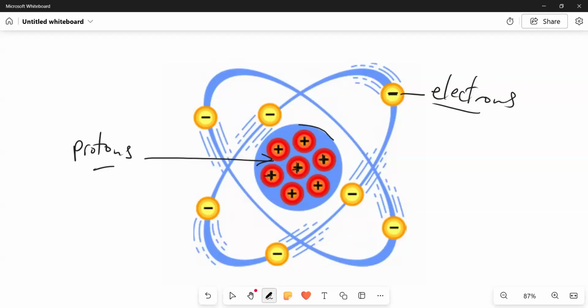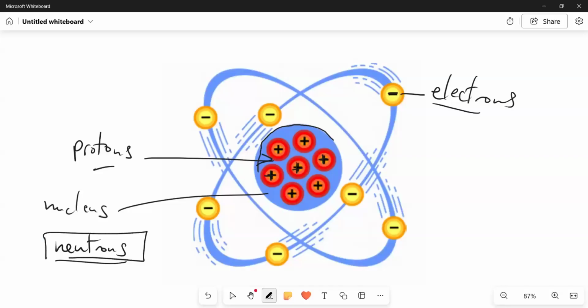This here is what we refer to as the nucleus. I have to go slowly. This is the nucleus of the atom, and in the nucleus there is another particle. They refer to them as neutrons, and those don't carry a charge, right? So we're not going to include them in our model.